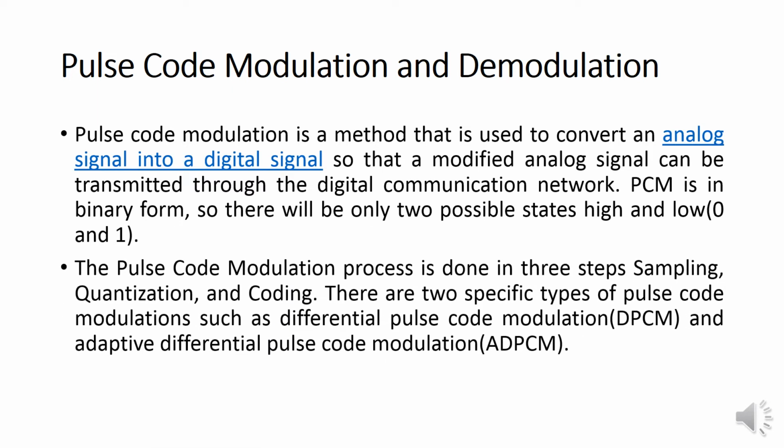The pulse code modulation process is done in three steps: sampling, quantization and coding. There are two specific types of pulse code modulation. One is differential pulse code modulation, and the other is adaptive differential pulse code modulation.